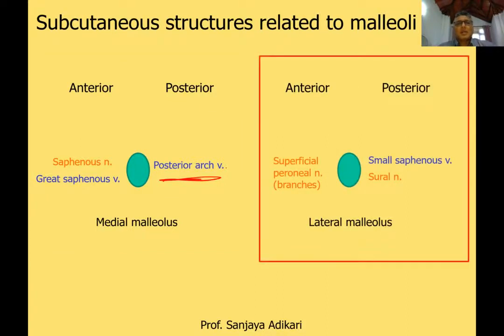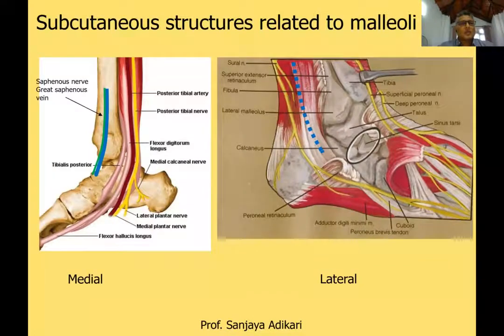Then when it comes to the lateral malleolus, anterior to the lateral malleolus lies the branches of the superficial peroneal nerve, and posterior to it lies the small saphenous vein and the sural nerve. So this is a diagrammatic representation of that: the saphenous nerve and the great saphenous vein in relation to the medial malleolus, and the sural nerve, and I have drawn it, the small saphenous vein in relation to the lateral malleolus.